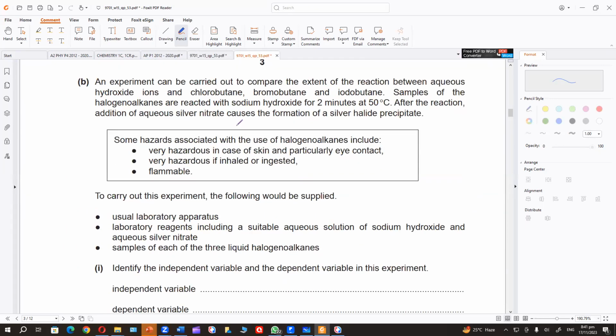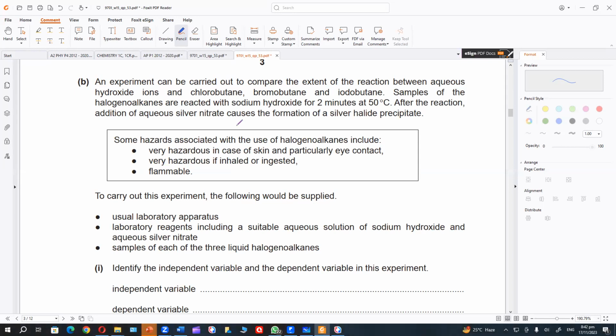An experiment can be carried out to compare the extent of the reaction between aqueous hydroxide ions and chlorobutane, bromobutane, and iodobutane. Samples of the halogenoalkanes are reacted with sodium hydroxide for 2 minutes at 50 degrees. Sodium hydroxide is a source of hydroxide here. This can be considered as alkaline hydrolysis.